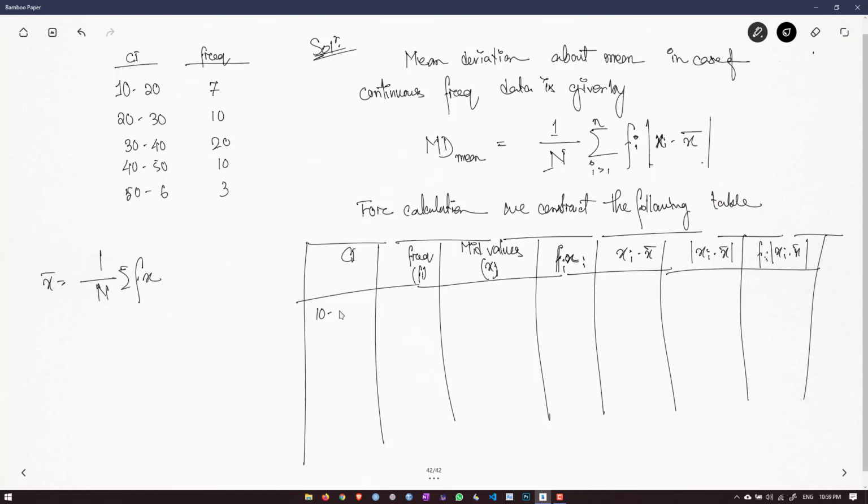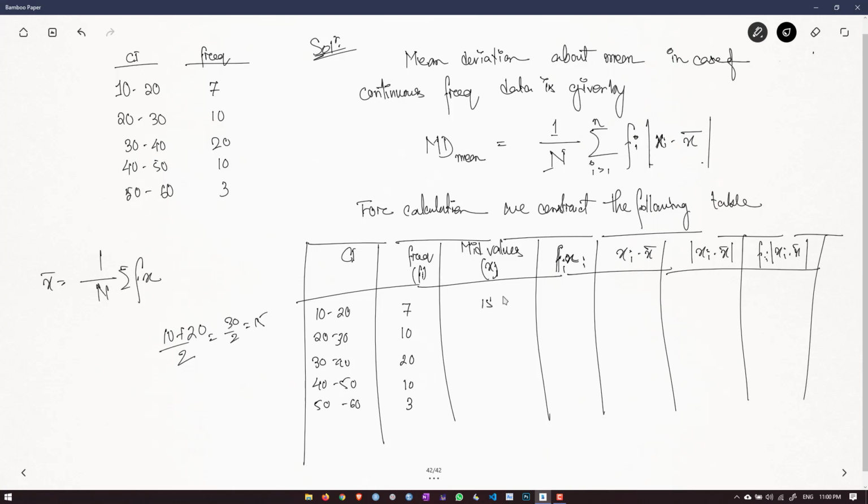So what are the class intervals? 10 to 20, 20 to 30, 30 to 40, 40 to 50, and lastly 50 to 60, right? Now what are the frequencies? Frequencies are 7, 10, 20, 10 and 3. We need the mid values. Mid values means the middle point of 10 and 20. How to calculate? Just add them. That means 10 plus 20 divided by 2. This is 30 divided by 2 is 15.